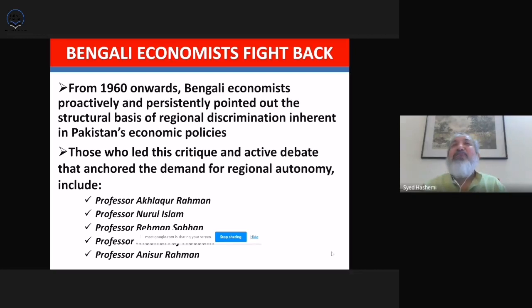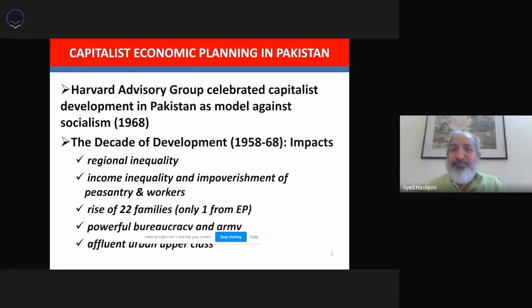And I just wanted to mention some of these famous professors who took issue with the Pakistan government and with Harvard professors. They were Professor Akhlaqur Rahman, Professor Ibn Islam, Professor Rehman Subhan, Professor Musharraf Hussain, and Professor Anisur Rahman. We owe a great debt to them, an intellectual debt, for pointing out how we were being exploited.